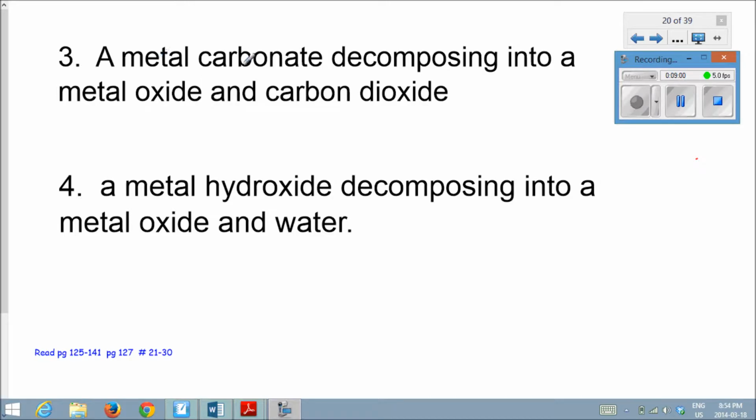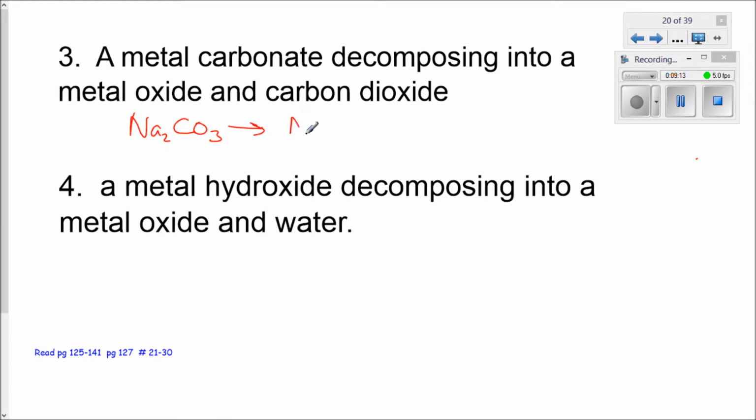Another type of reaction is when a metal carbonate decomposes into a metal oxide and carbon dioxide. So let's pick a metal and carbonate. I picked Na2CO3. It's going to break down into a metal oxide, which is NaO because of the oxygen there. Cross over the charges to get Na2O, good. Get rid of the charges at the top. Plus carbon dioxide, CO2. And that one is already balanced. So a carbonate breaks down into an oxide and carbon dioxide.